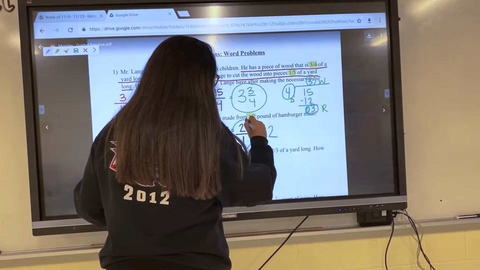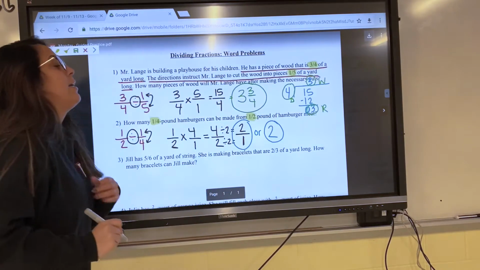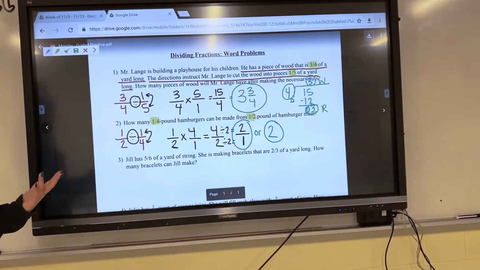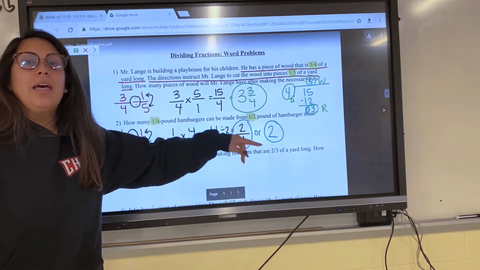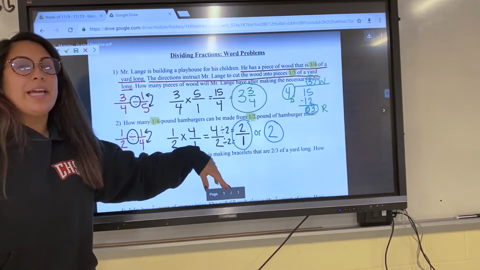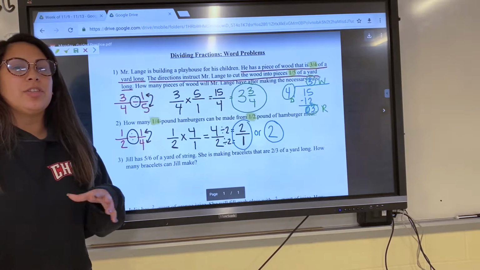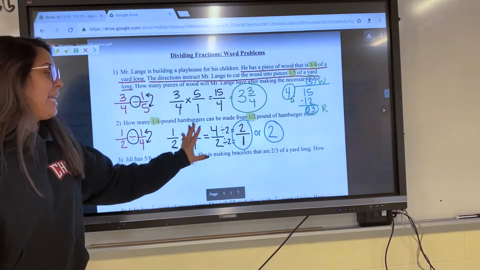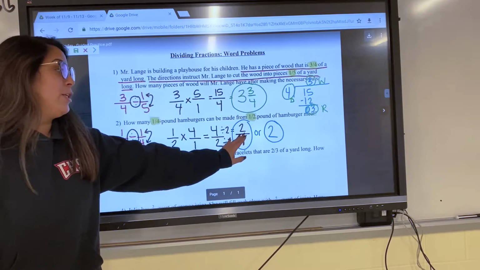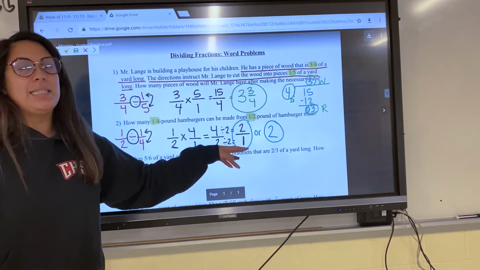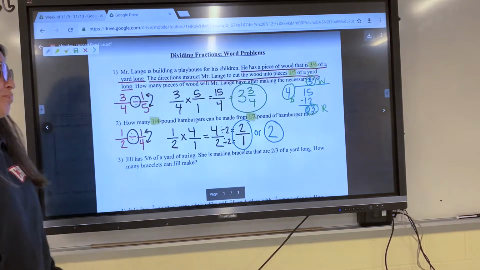So these two answers would be correct. That means we can get 2 hamburgers from that package of meat. And again, these two mean the same thing. So if you do an assignment and it's multiple choice and you get the answer 2/1, but 2/1 is not an option, but just 2 is, that's the same answer, okay?